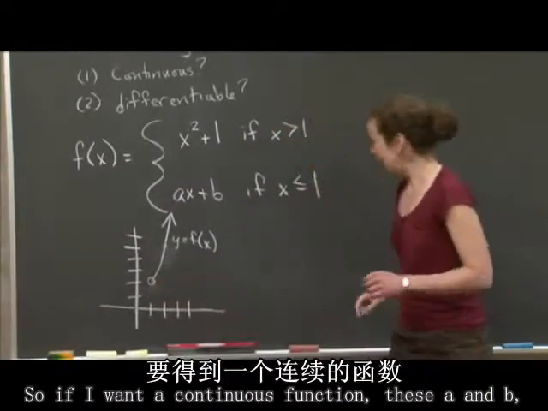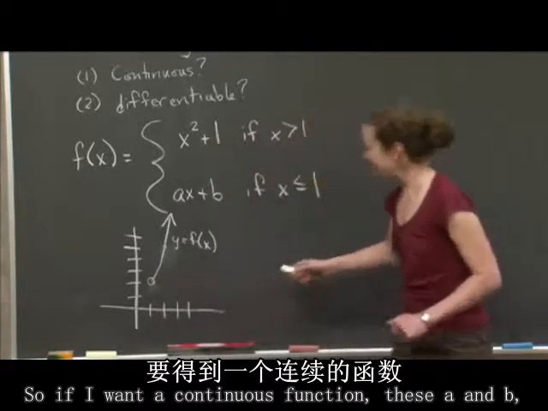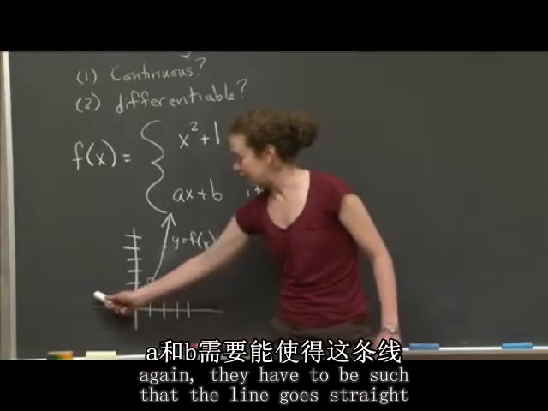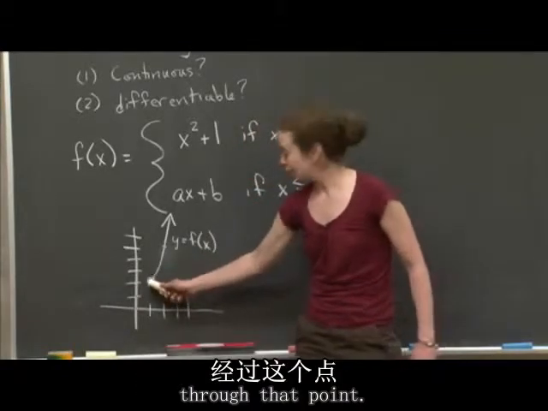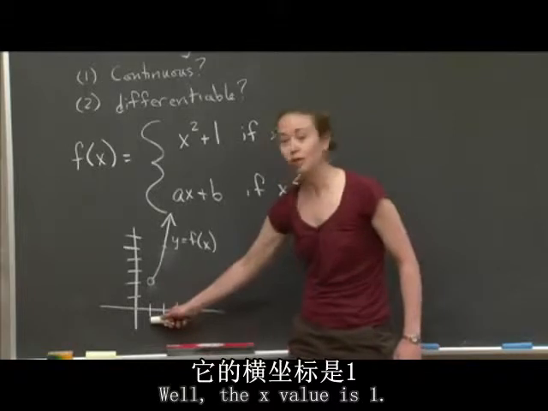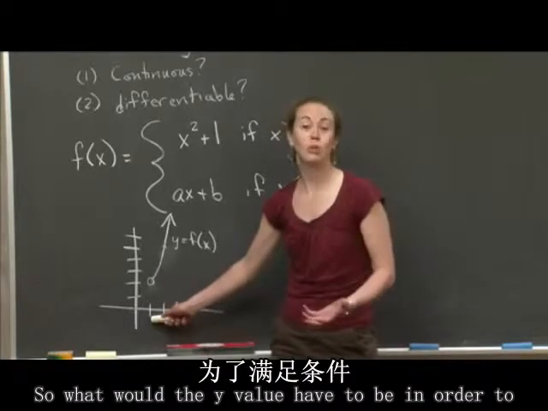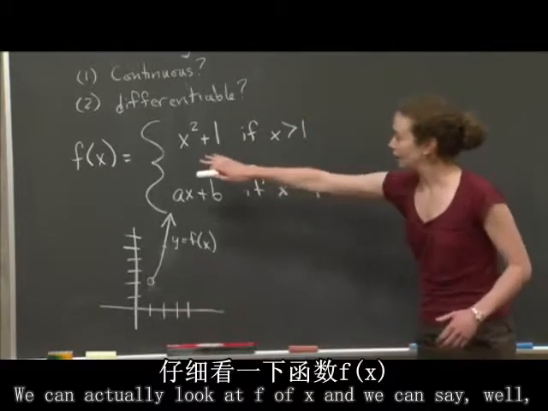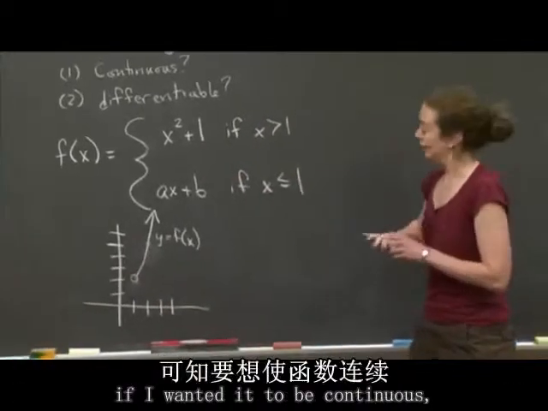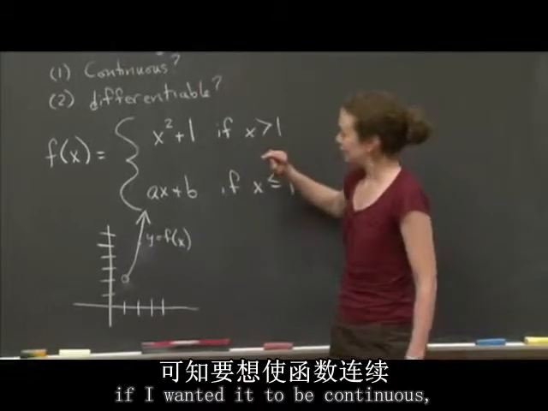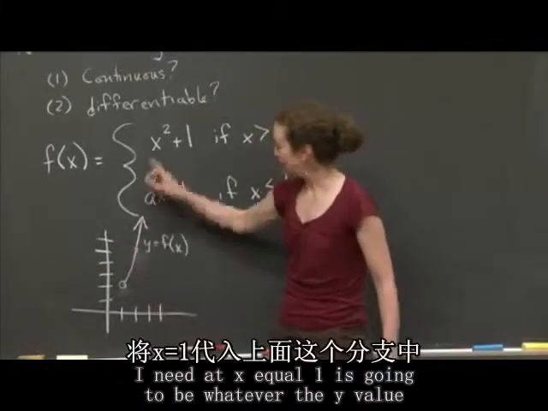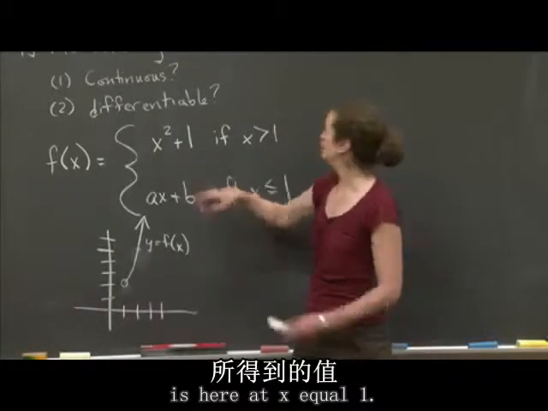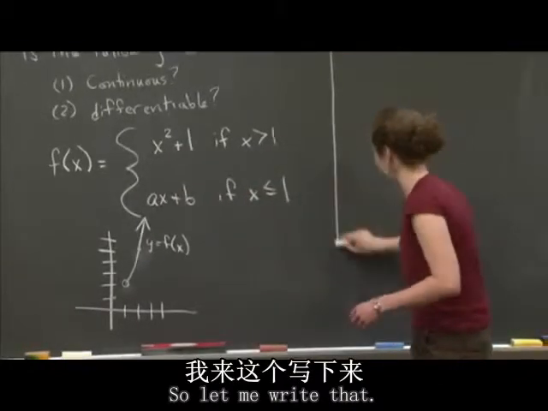So if I want a continuous function, these a and b have to be such that the line goes straight through that point. So what is that point? Well, the x value is 1. So what would the y value have to be in order to fill in that circle? We can look at f of x and say, if I wanted it to be continuous, then the y value I need at x equal 1 is going to be whatever the y value is here at x equal 1.